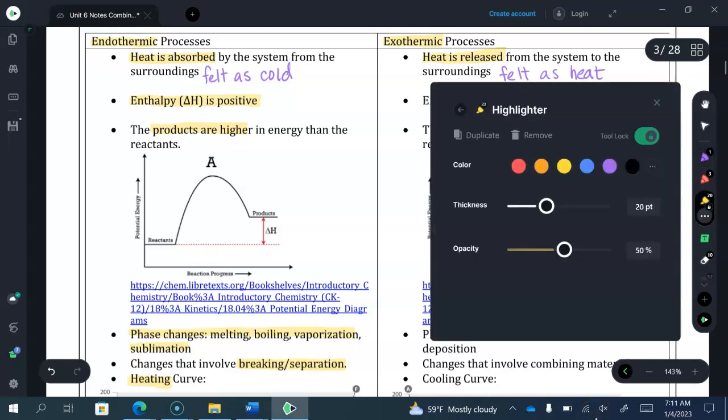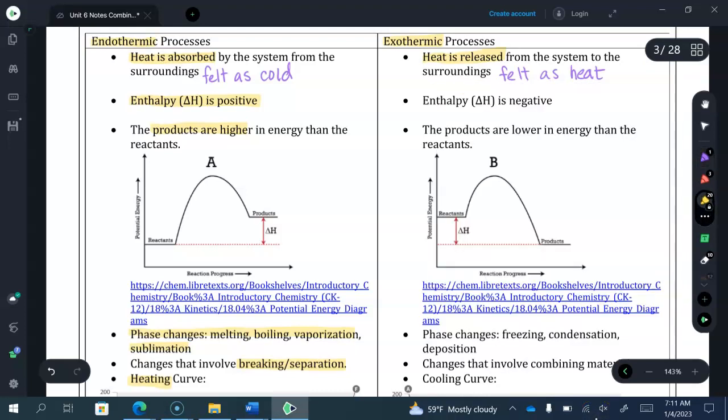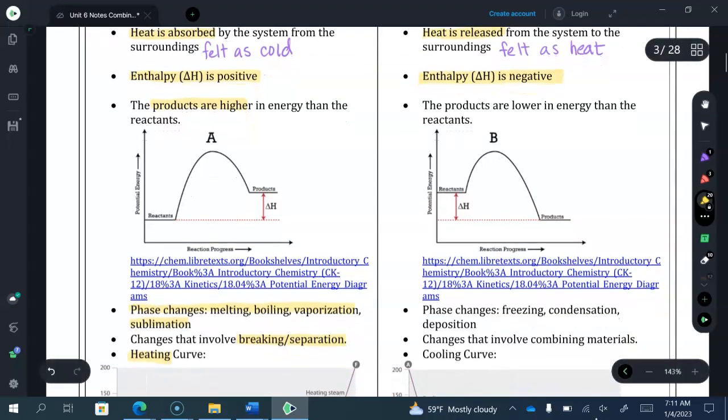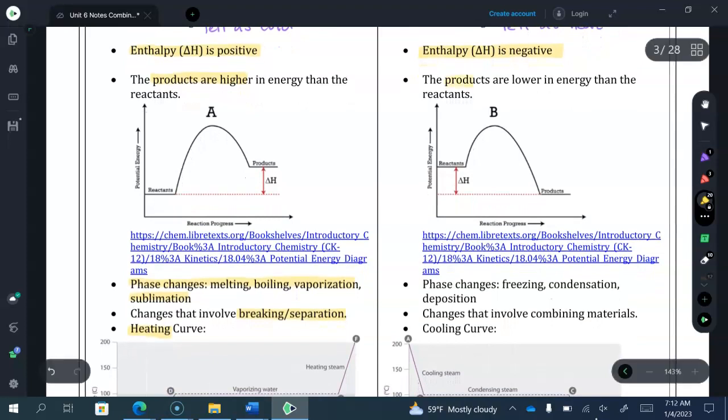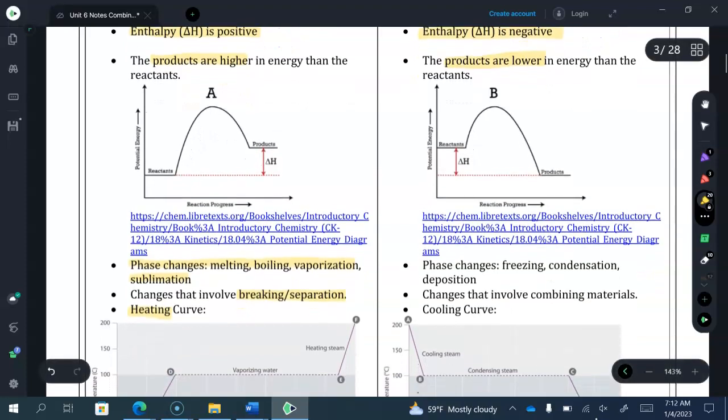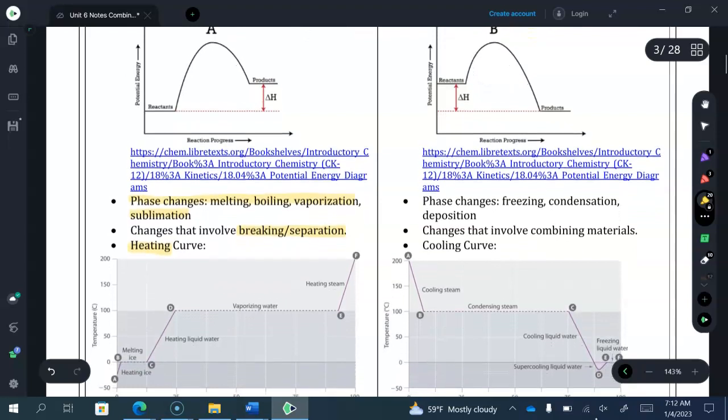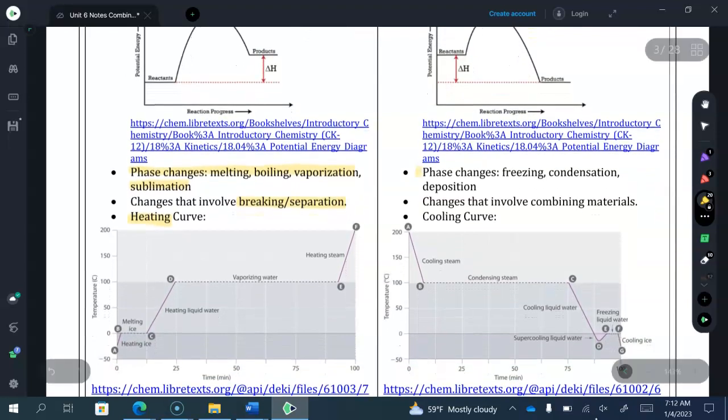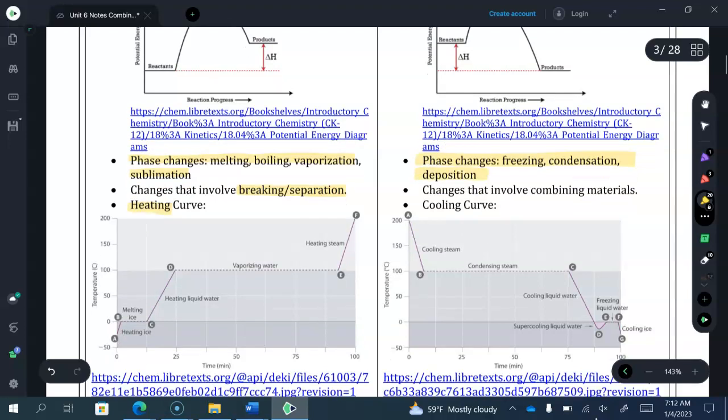Okay, because the energy is going from the system into your hand and warming your hand, which is part of the surroundings. In this, we see that enthalpy is negative, that the products are lower in energy than the reactants. And the phase changes that are included here include freezing, condensation, and deposition.